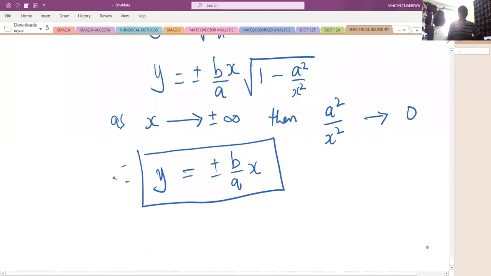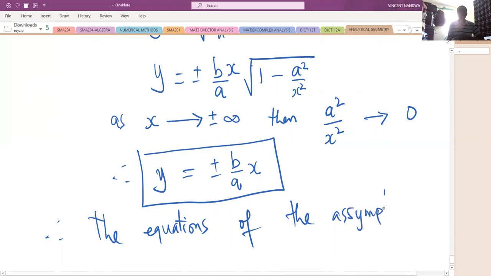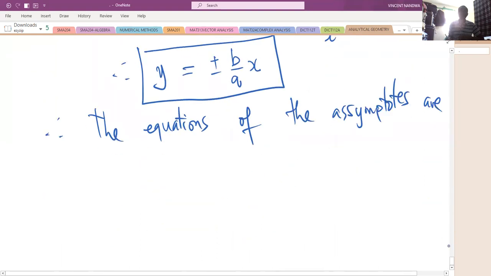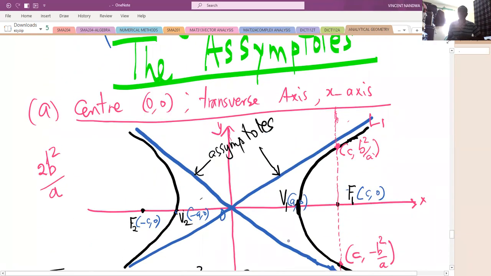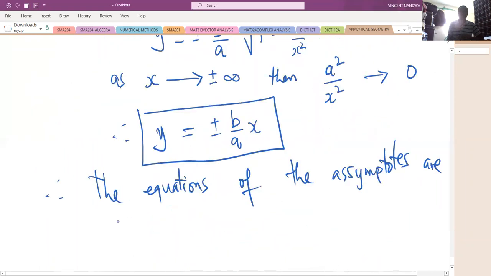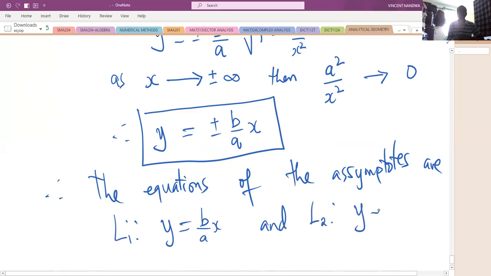So therefore, the equations of the asymptotes are, from our labeling, this is our L1, the one that will go with positive sign, L2 the negative sign. So our L1 will be y equals b over a x, and then asymptote L2 will be y equals minus b over a x.